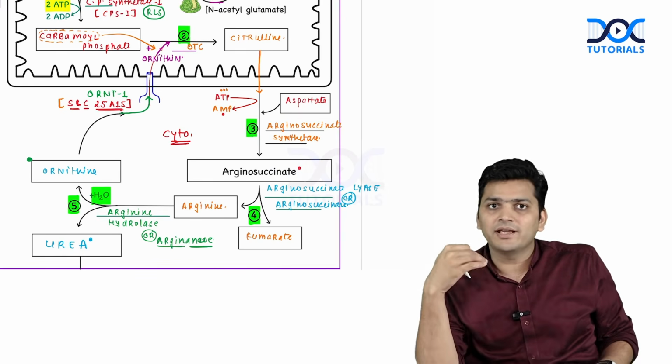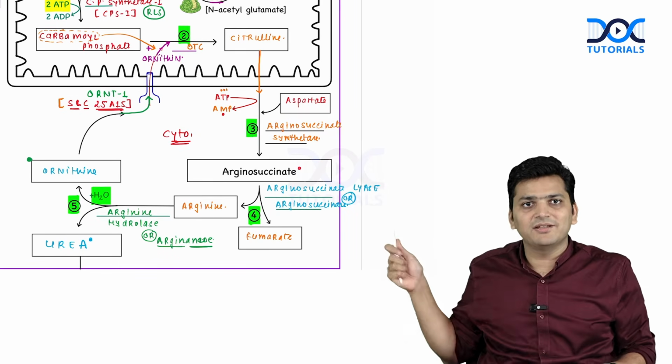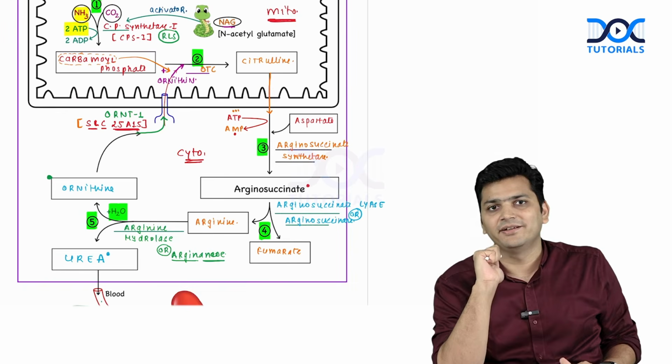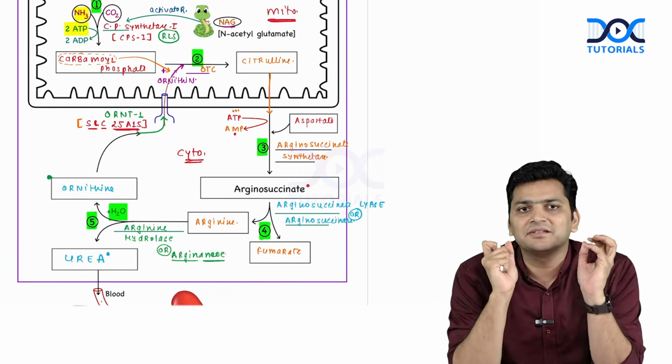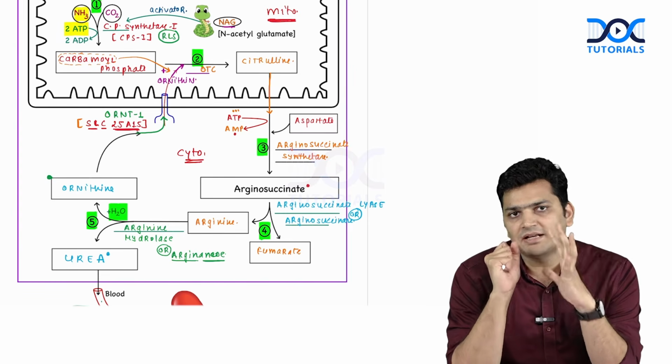And that is why the urea cycle is also called the ornithine cycle. You can see that the ornithine is getting reused. It is getting reused, right? So this is all about the urea cycle, and this is how we make the urea. These are the 5 steps.